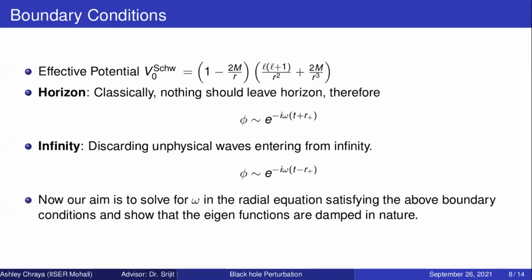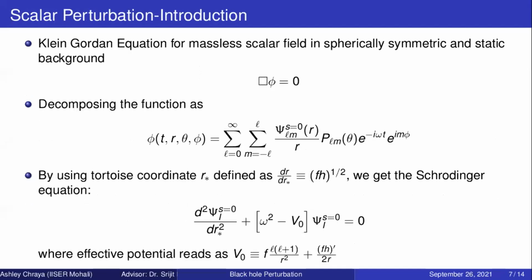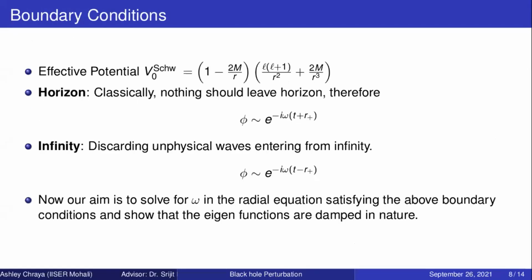So till now we have taken a general case. Now we will take the Schwarzschild case, where we take f equal to 1 minus 2m by r.